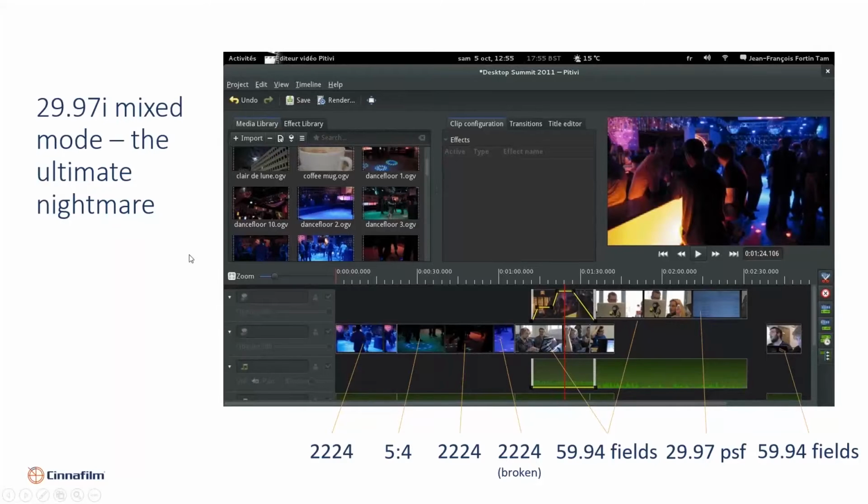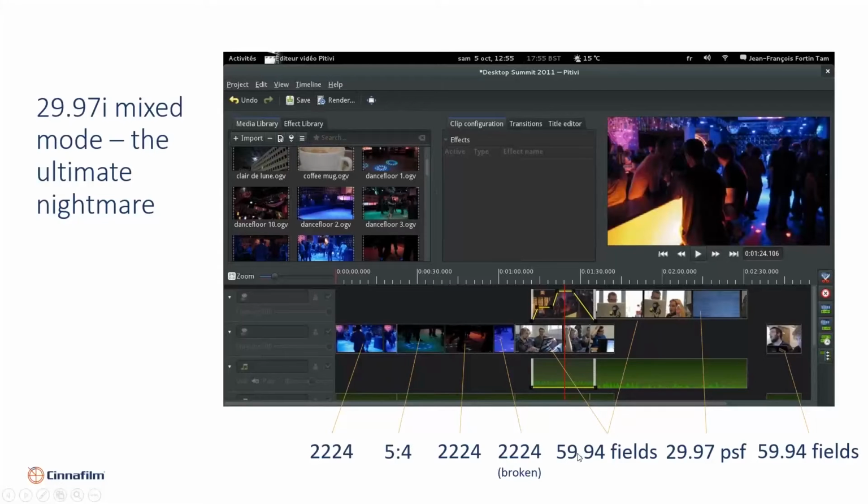So we call this kind of thing mixed mode. 29.97i mixed mode is kind of the ultimate nightmare for frame rate conversions for going to progressive. And this is just a nonlinear edited timeline. I think this is a Sony Vegas, if I'm not mistaken. This is not accurate, but this is very much what happens in the real world. You could have an opening section that was 2:2:2:4 pulldown right next to a scene that is 5:4 ratio telecine, right next to another one that's 2:2:2:4, next to another one that's 2:2:2:4 with broken cadence. Otherwise, they just chopped off this and it was like a 2:2:2:2.